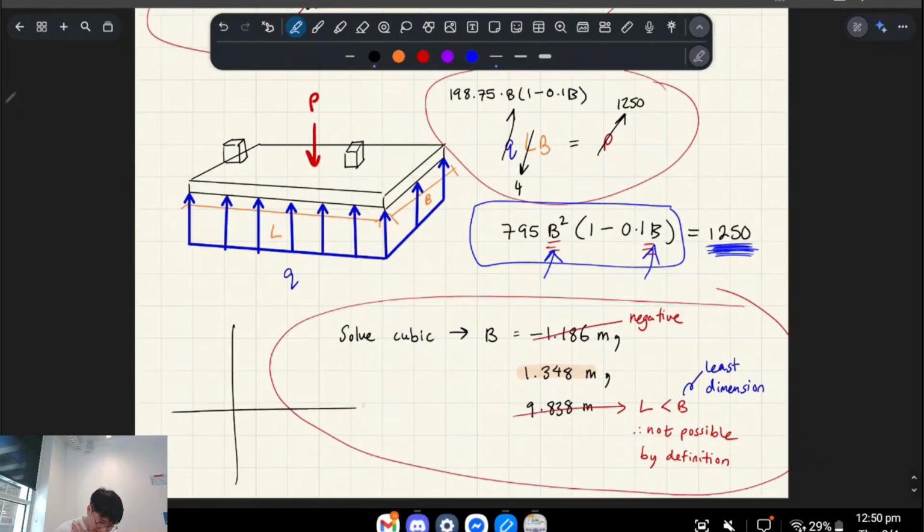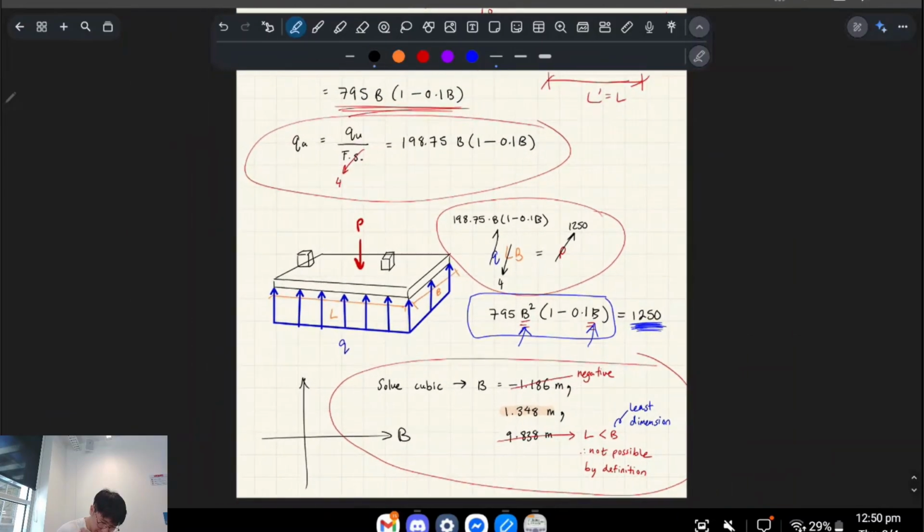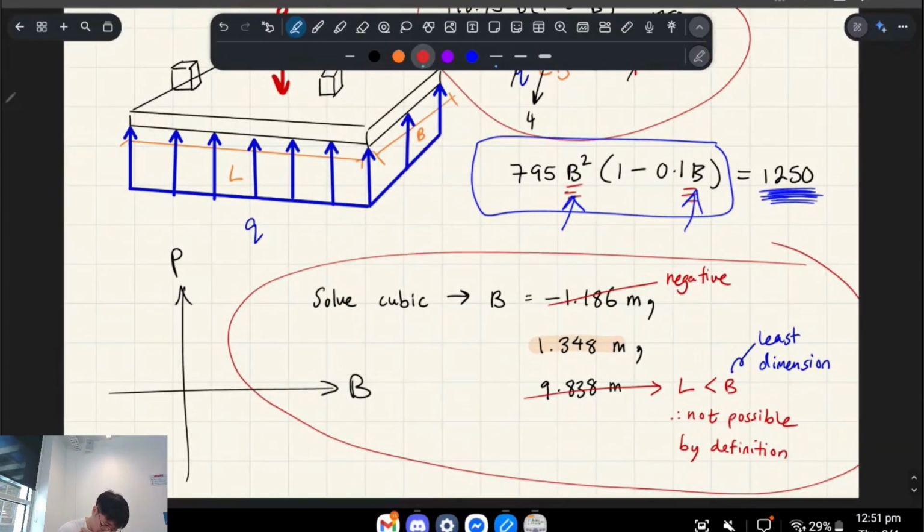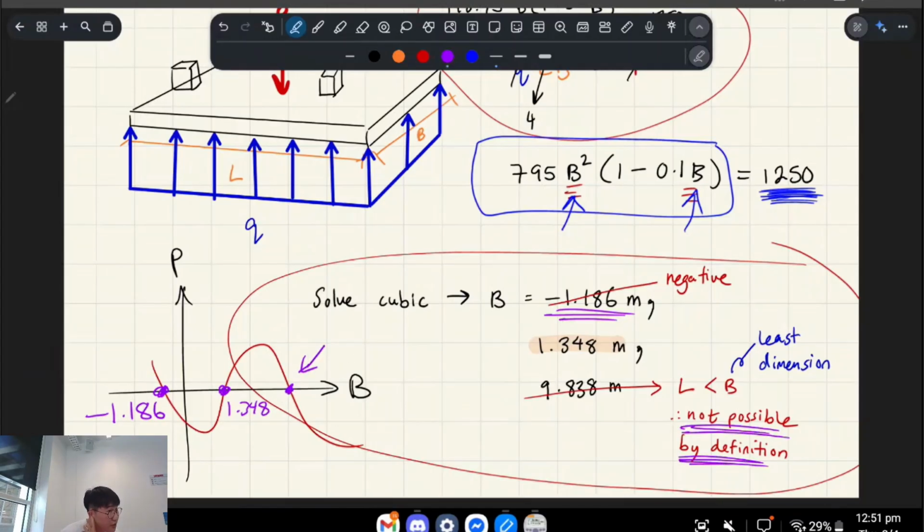So for example, if this is an xy plane, right, and B is your width, right? B is your x dimension, and y is force, right? If your cubic looks like that, okay? If your cubic looks like that, you have a negative value over here of negative 1.186. You have some value that's reasonable of 1.348. And then you have some value that's not possible because it would result in a B value that's greater than your L of like 9.838. So you're trying to find this value for B, which is the root of this cubic, right?